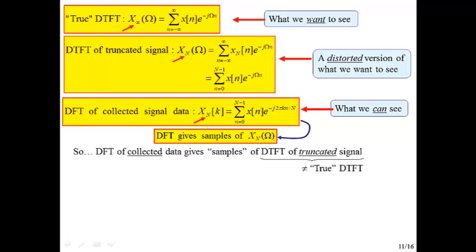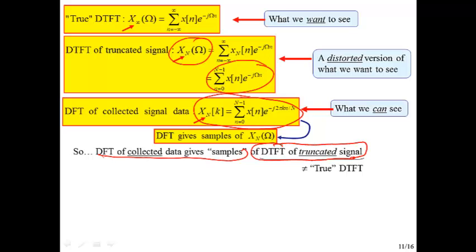So it is easy, though, to see that this thing is really just samples of this thing, which is this. So we know that that is true. The DFT of the collected data gives samples of the DTFT of the truncated signal, but not samples of the true DTFT, because we're missing some of the terms. So clearly they can't be equal to each other.